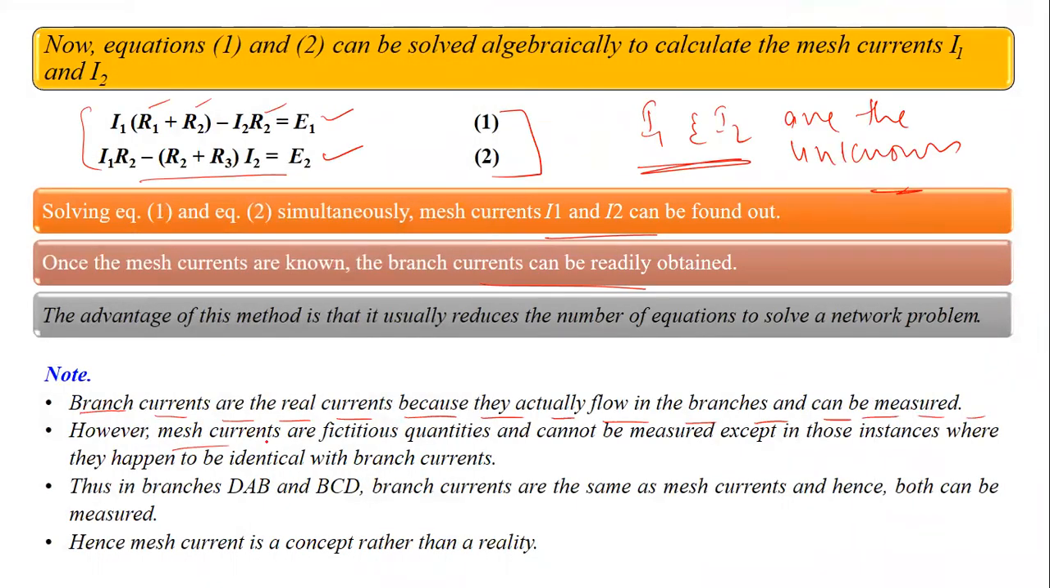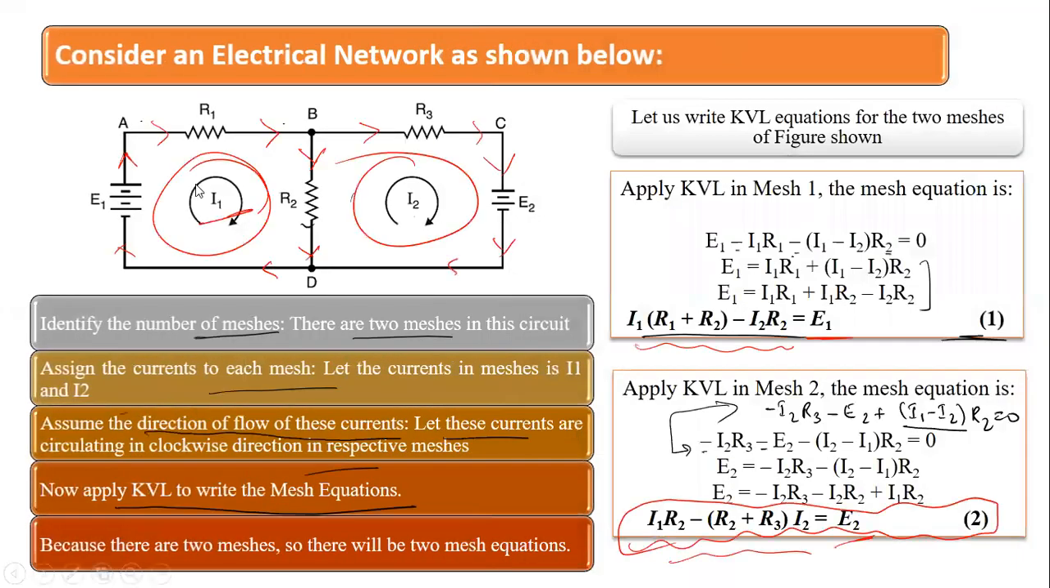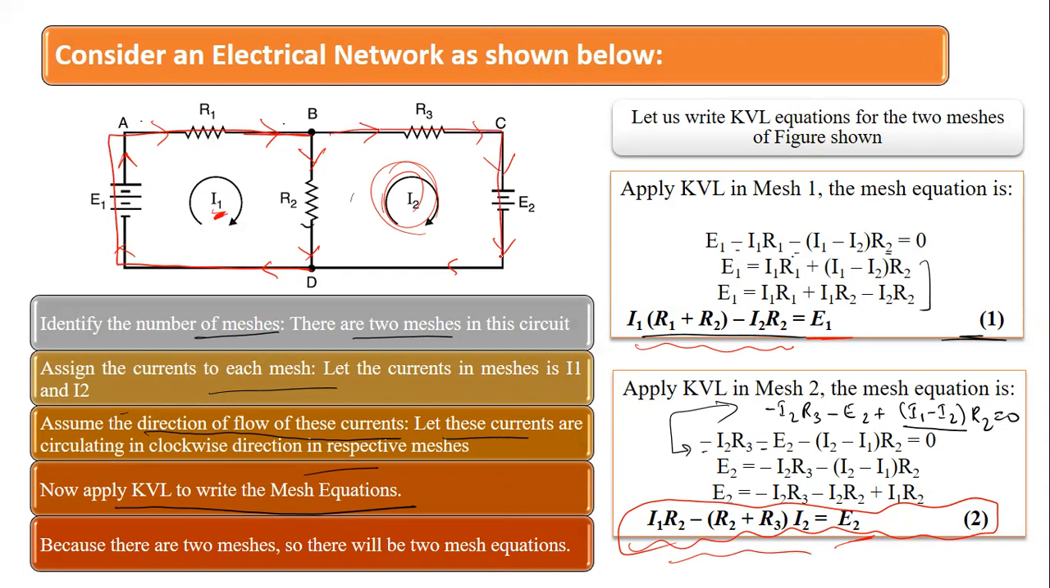The mesh currents are fictitious currents and cannot be measured except in those instances where they happen to be identical with the branch currents. Now what does it mean? If I am assuming that this mesh has current I1 and this mesh has current I2, then actually this I1 and I2 belong to these particular branches. I1 belongs to this branch and I2 belongs to this branch, because they are independent branches.